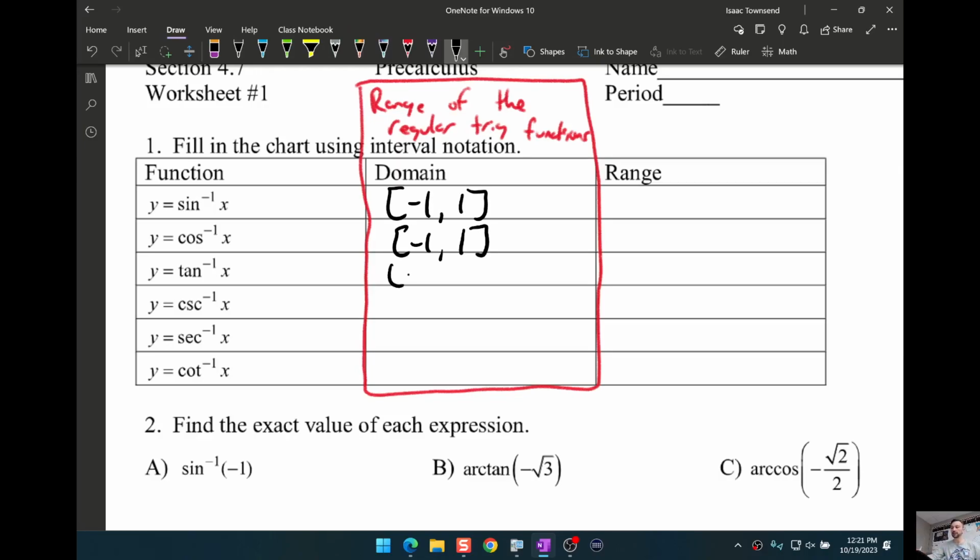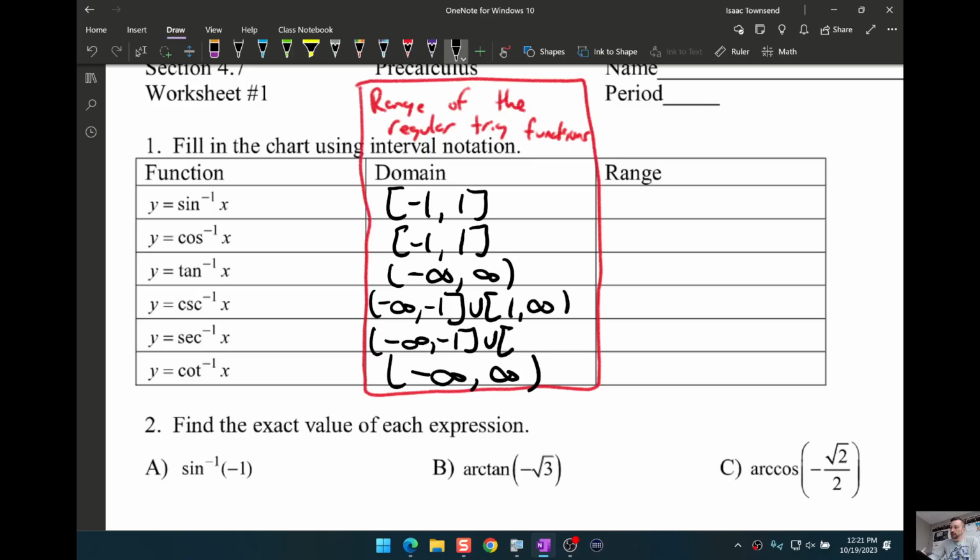Tangent and cotangent had ranges of -infinity to +infinity. Those are now the domain of their inverses. And the range of secant and cosecant were -infinity to -1 and 1 to infinity. The range of the regular trig functions become the domain of the inverse trig functions. Those are important, but those are not near as important as the ranges are going to be.